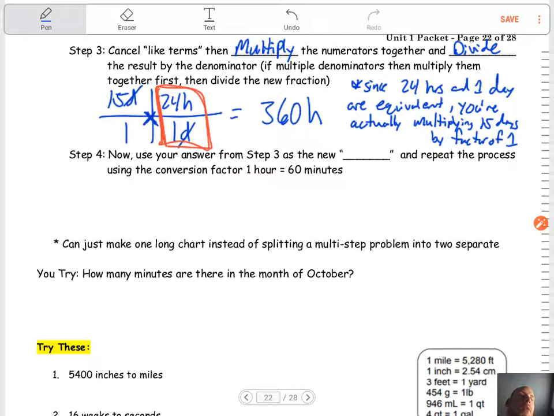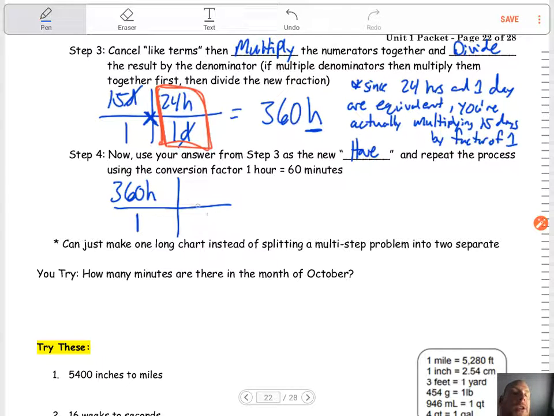Step 4, did this get us to the unit we want to be in? No. So we're going to do the same process over. We're going to set up another T-chart. 360 hours is our given. Put our 1 there as a placeholder. The answer from step 3 is the new given. Repeat the process using the conversion factor of 1 hour.